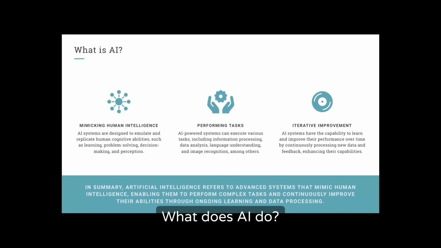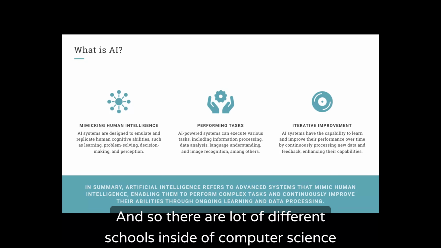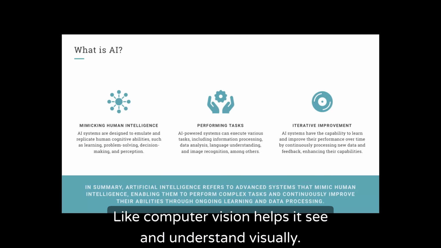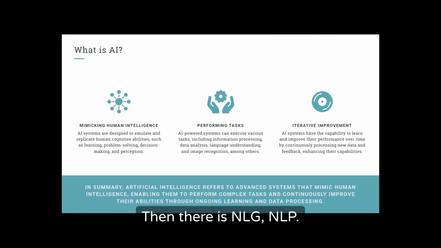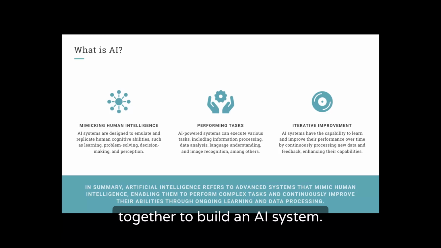What does AI do? It performs tasks for you. It can do data analysis, language understanding, image understanding. And there are a lot of different schools inside of computer science or inside of AI, right? Computer vision helps it see and understand visually. Then there is NLG, NLP. There are a lot of different technologies that come together to build an AI system.